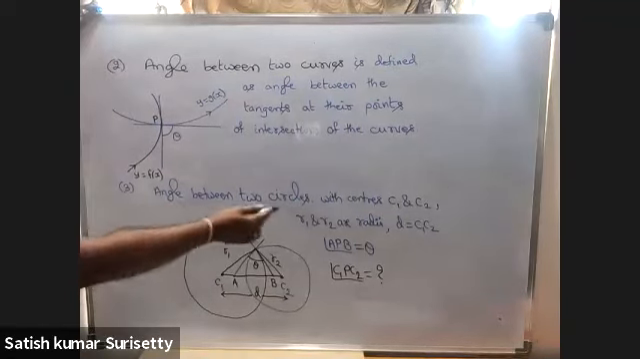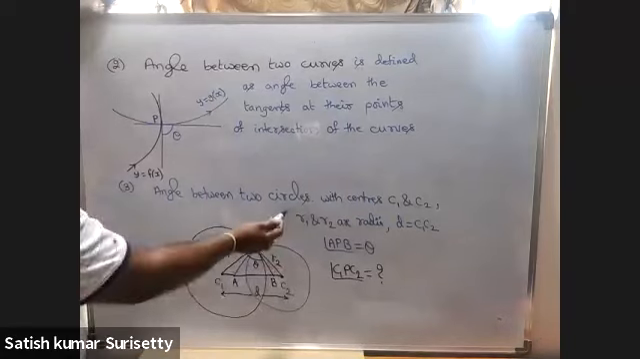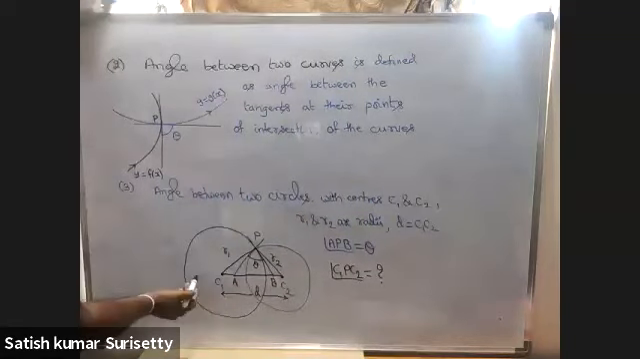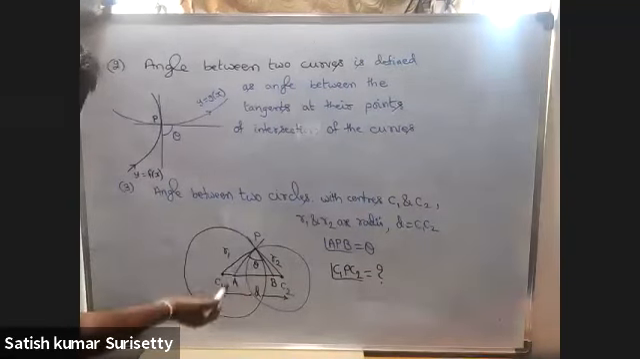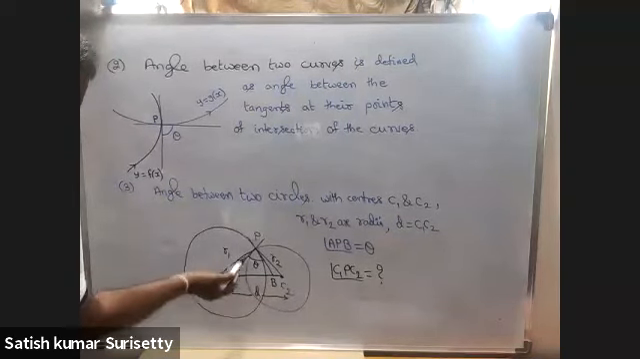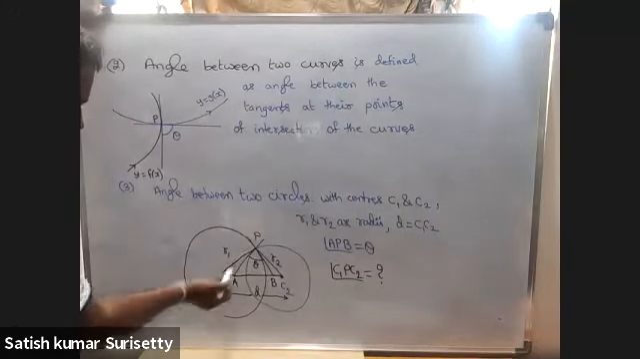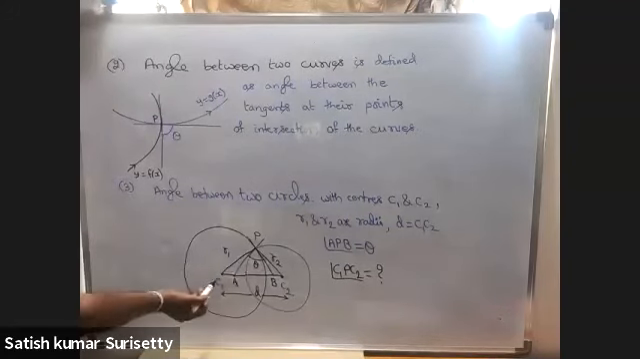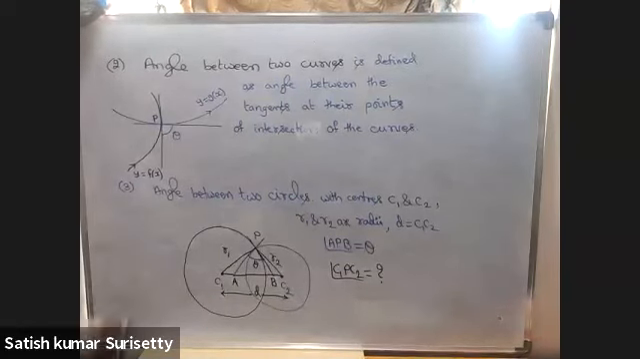The angle between two circles is defined as the angle between the tangents at their point of intersection. Let us consider two circles with centers C1 and C2 and radii R1 and R2. The angle between the tangents at the point of intersection P, angle APB, is theta. So we need to calculate the angle C1 P C2. If you are able to calculate angle C1 P C2, then you can apply the cosine rule formula and get a formula for the angle between the two circles.